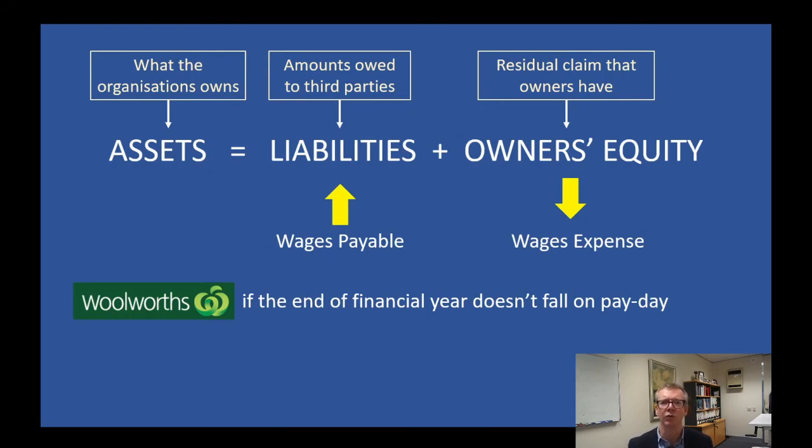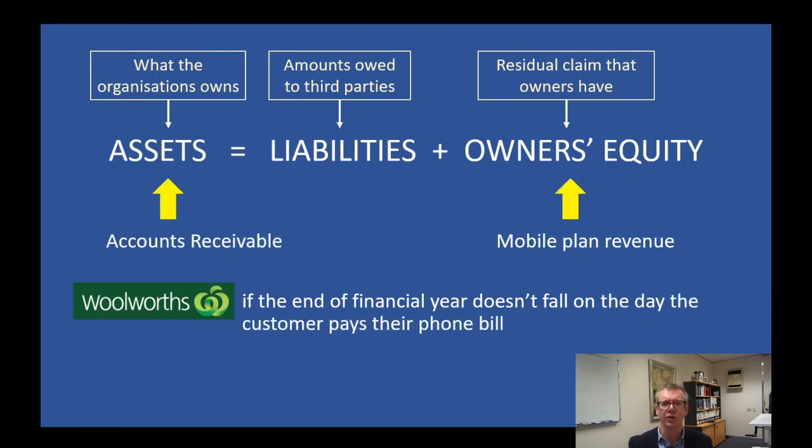We can also have accrued revenue. Recently, Woolworths has moved into selling mobile phone plans. Let's assume that a customer is on a postpaid plan where they pay $50 at the end, on the 15th of each month. If the end of the financial year is, say, 30th of June, then Woolworths will have earned half a month's of revenue even though payment hasn't been received. So revenue goes up and therefore equity goes up. The customer is going to pay on the 15th of July, so Woolworths will record an increase in assets. That's accounts receivable.